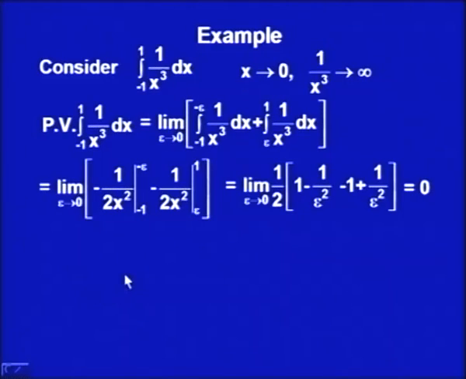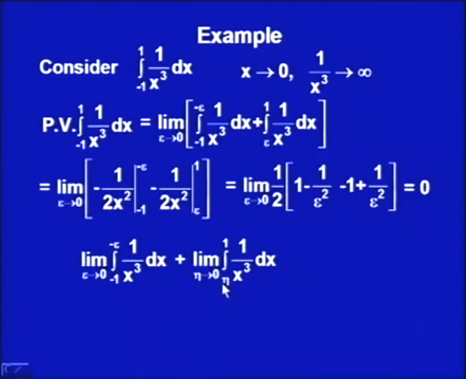The integral of this does not exist, because if I take epsilon and eta separately, that is, if I take the limit as epsilon approaches 0 of the integral from minus 1 to minus epsilon of 1 upon x cube, plus the limit as eta approaches 0 of the integral from eta to 1 of 1 upon x cube dx, then as usual we get that in this interval the function is integrable and the integral does exist and we can evaluate it. Similarly, in this interval of integration the integral exists and we can evaluate it.